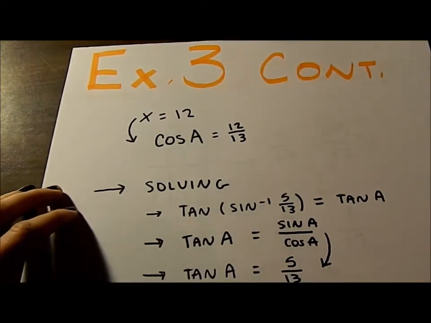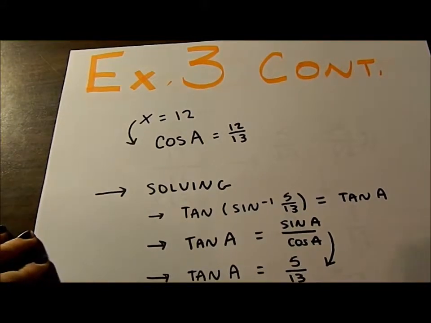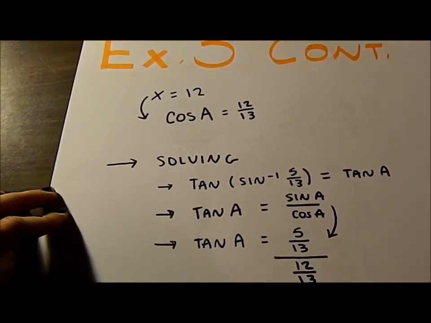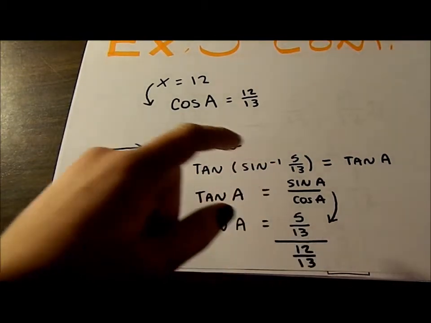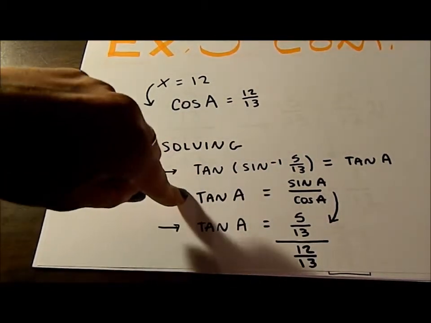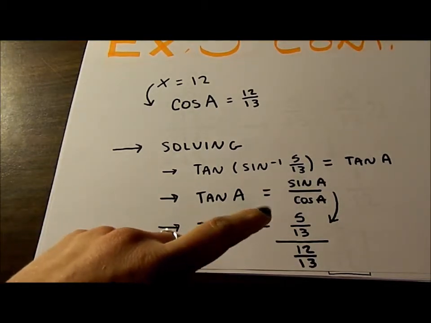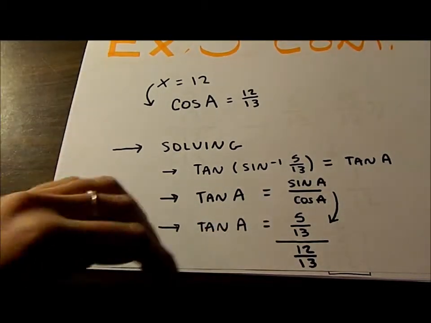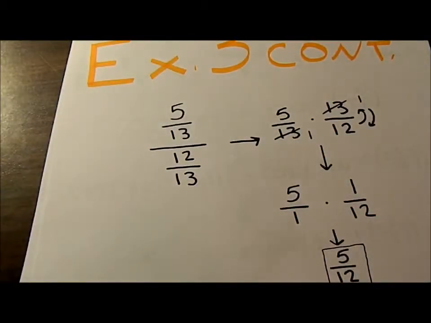Okay, so to solve, we have to take tangent. We're taking tangent of a, or the inverse sine of 5 over 13. So if you can see, I converted the tangent of a, our basic sample problem, to help us solve, and made it 5 over 13 divided by 12 over 13. So to figure this out, we just need to do some simple math.